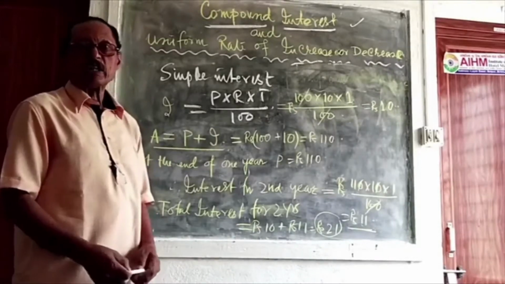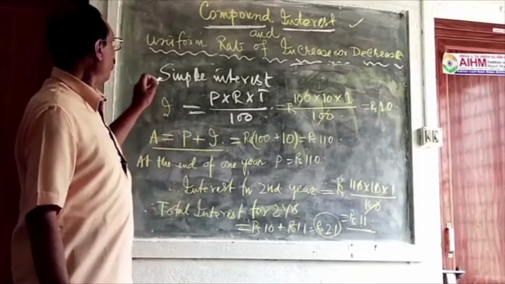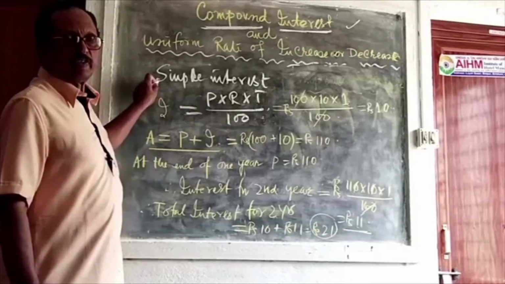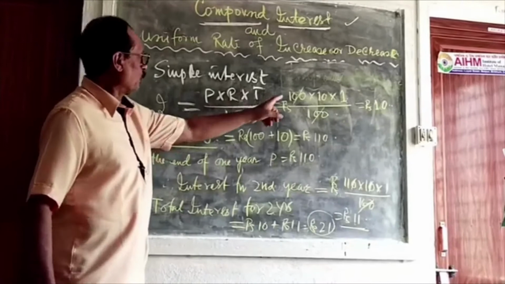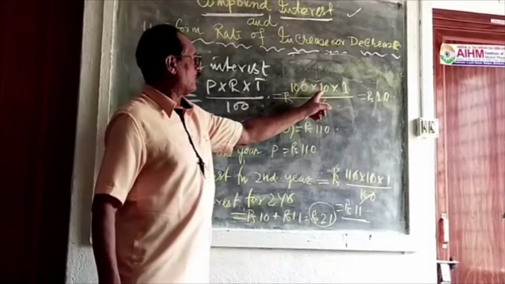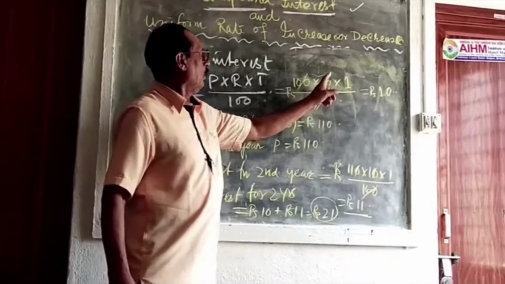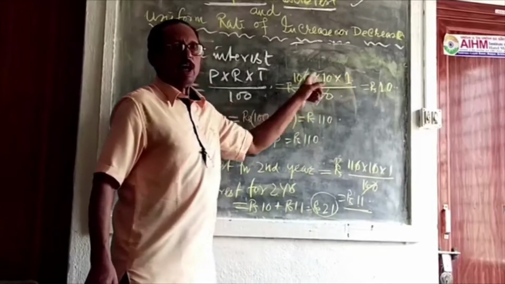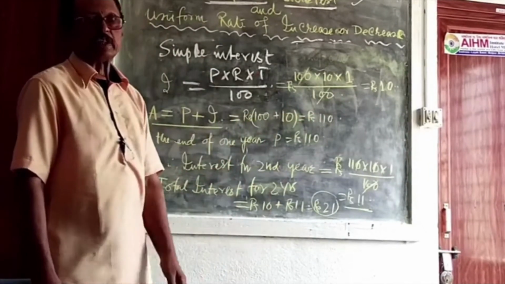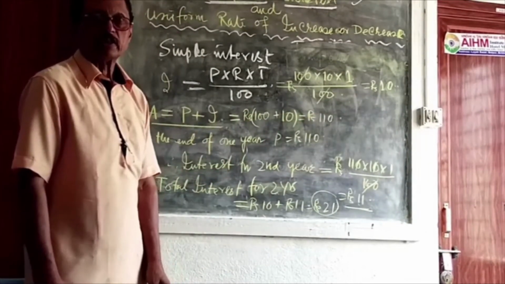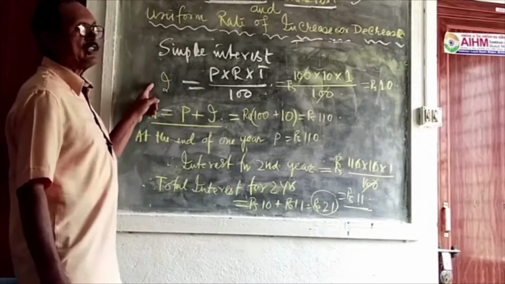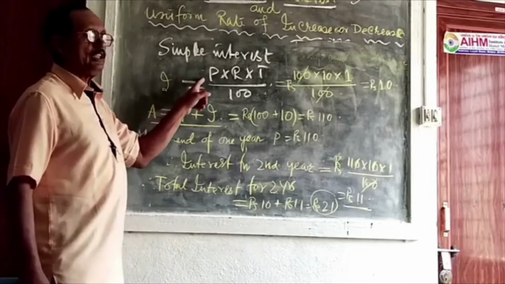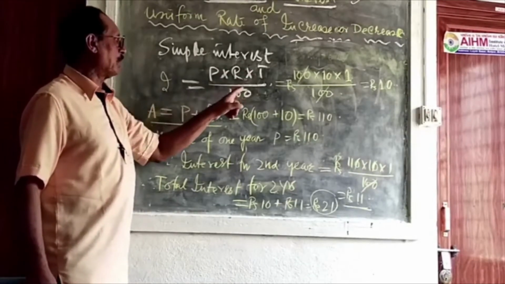We are discussing the empirical formula of simple interest. Suppose for 100 rupees at the rate of 10% per annum for 1 year, how much interest will be incurred? That will be calculated by the formula simple interest I is equal to P into R into T by 100.